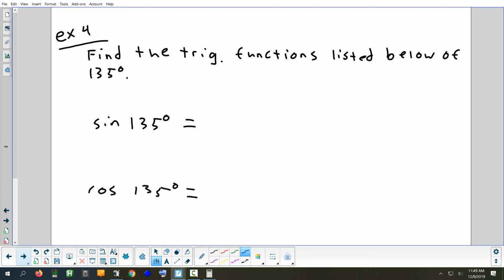Okay, let's look at 135. Now, there's only 2 types of triangles we're dealing with. Either it's a triangle that has a 45-degree angle in it, or it's a triangle with a 30-degree angle in it. 135. Do you think that number is a multiple of 30? No. Multiples of 30 are going to end in a 0. Is that number a multiple of 45?